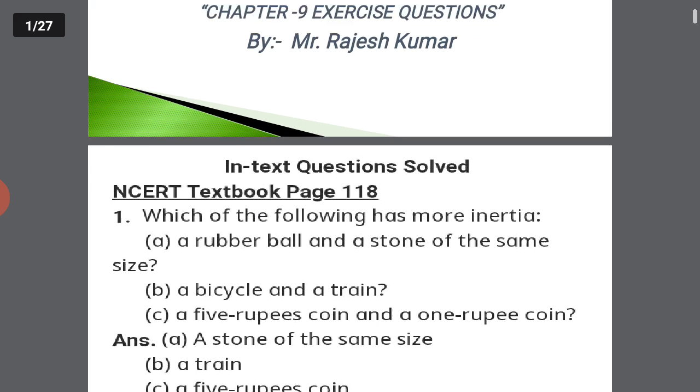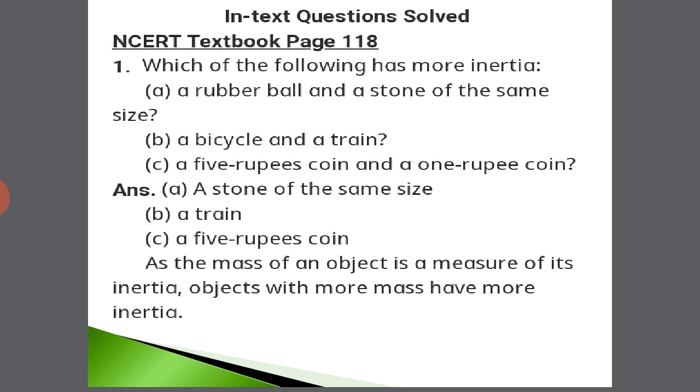Let's start now. In-text question: which of the following has more inertia, a rubber ball or a stone of the same size? Definitely, the more the mass, the more the inertia. The mass of the stone is more, that's why its inertia will be more. A bicycle and a train: definitely the mass of the train will be more, so its inertia will be more. A 5 rupee coin and a 1 rupee coin: definitely the mass of the 5 rupee coin will be more, so the 5 rupee coin has more inertia. As the mass of an object is the measure of its inertia, the object with more mass has more inertia. Okay, got it? Let's move to the next question.